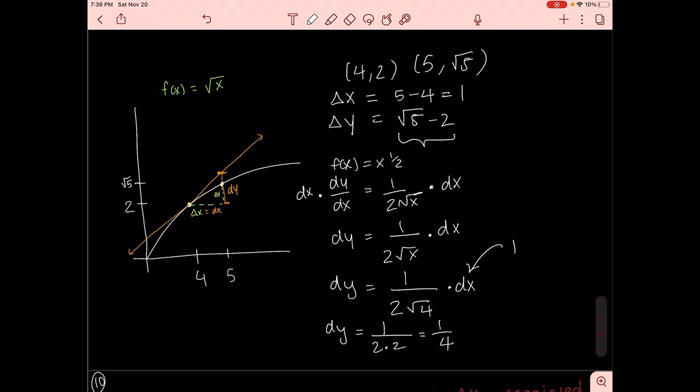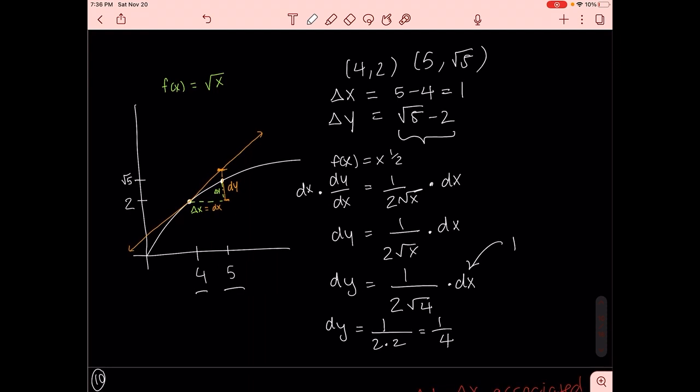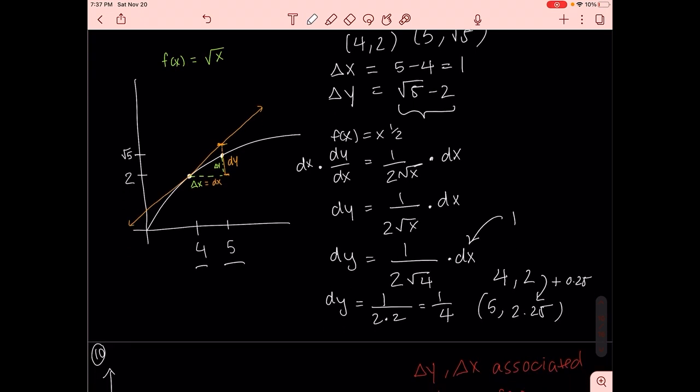So basically, that is an approximation of the change in y on the function between these 2 points, 4 and 5. And so if we started at the point 4 with a y value of 2, we should add 1/4, or 0.25, which is our differential estimate, to get 2.25 at the point 5. And so if we actually calculate the square root of 5, we get the value 2.236. So once again, a pretty good estimate.